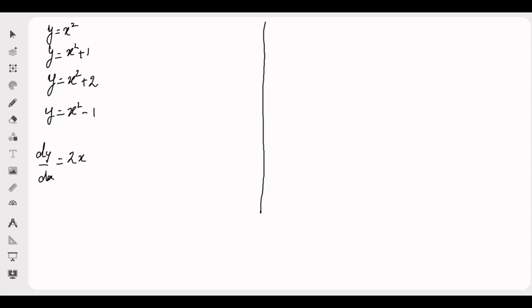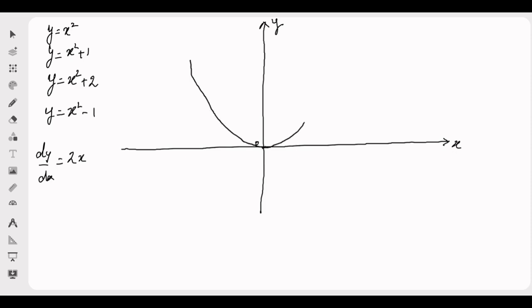The derivative is 2x. Now let us draw the graph of these functions. This is a parabola. This is the y-axis. This is the origin O. First we will draw the graph of y is equal to x square. This is the graph of y is equal to x square. Then say this is 1. Then the graph of y is equal to x square plus 1 is something like this.